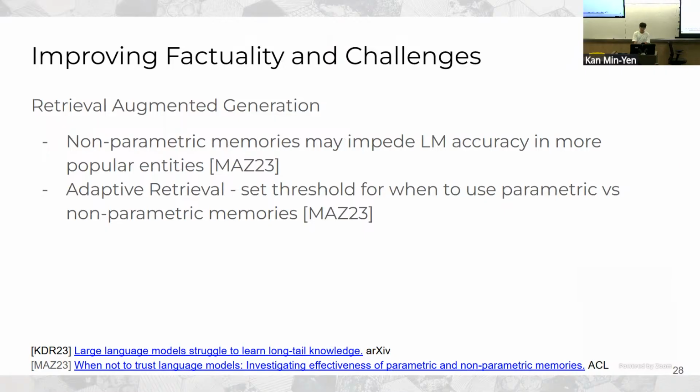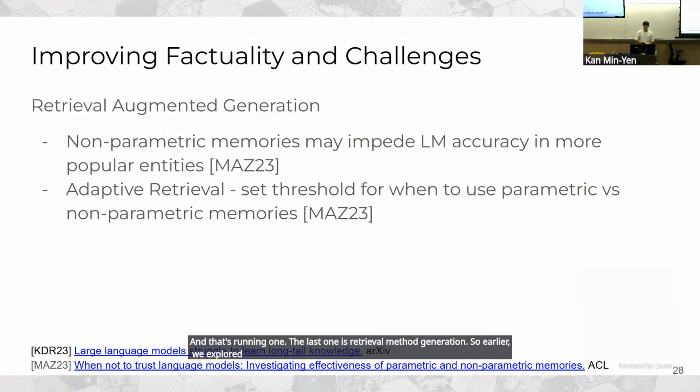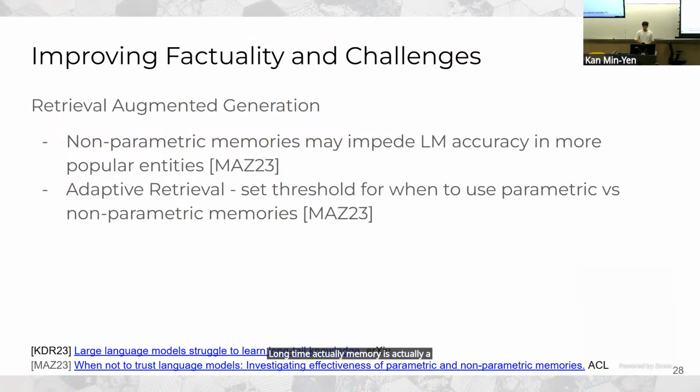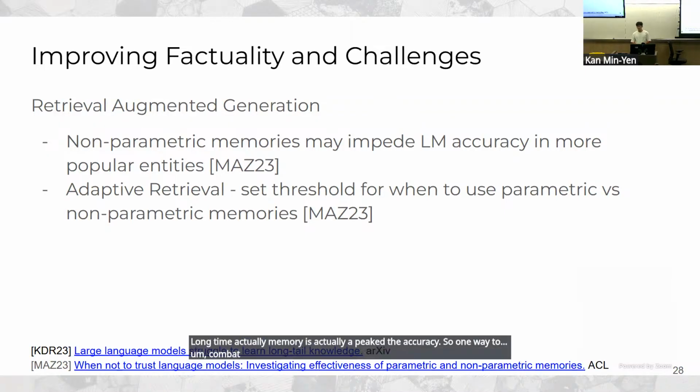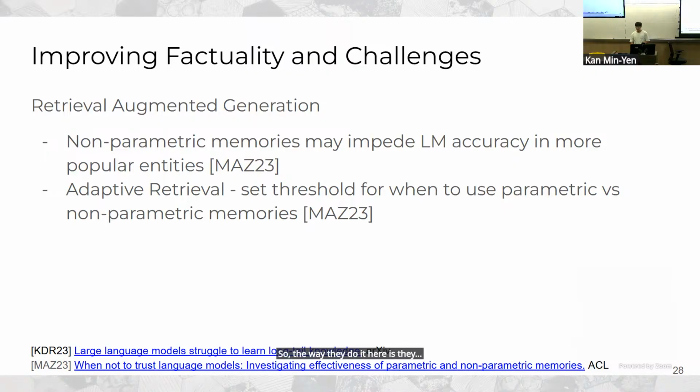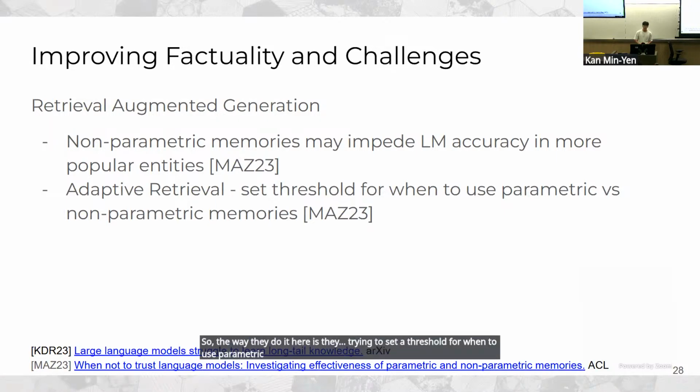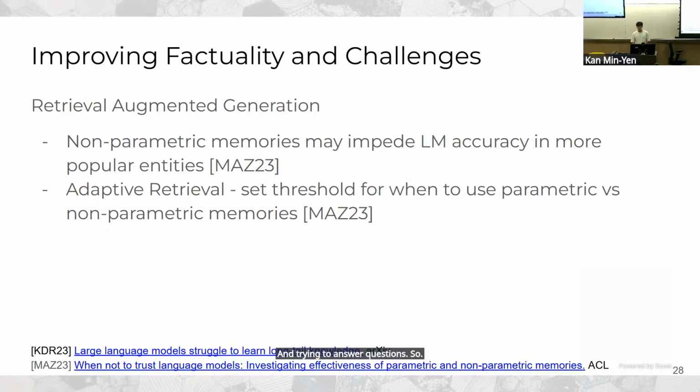The last one is retrieval augmented generation. Earlier we explored the example where non-parametric memories actually impede the accuracy. One way to combat this is with adaptive retrieval. The way they do it here is they try to set a threshold for when to use parametric versus non-parametric memories when trying to answer questions. This can actually improve the efficiency of the inference as well.